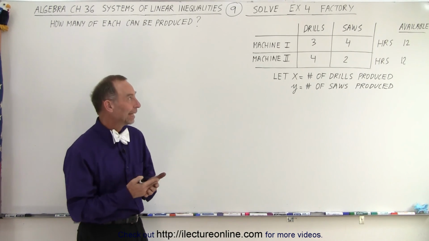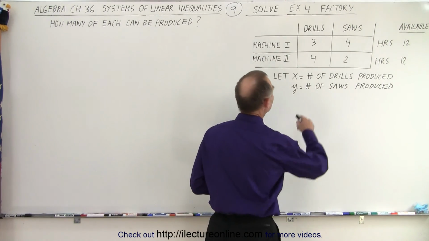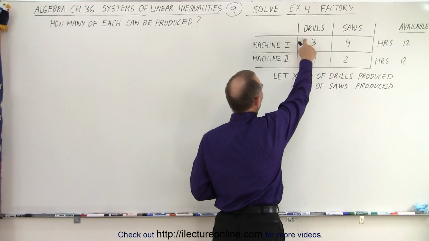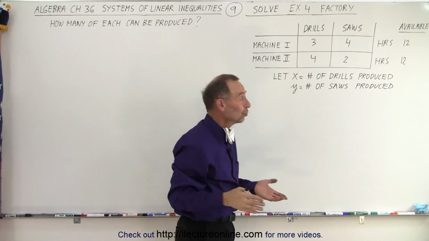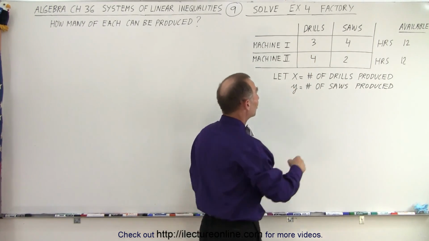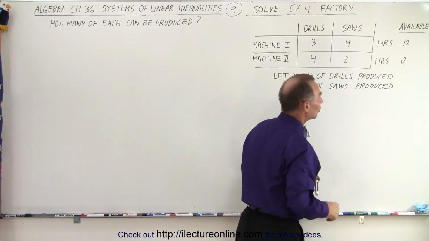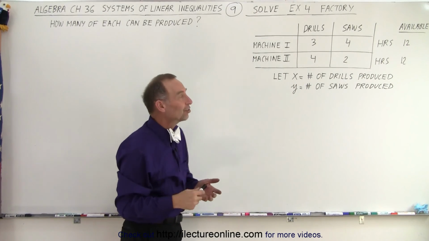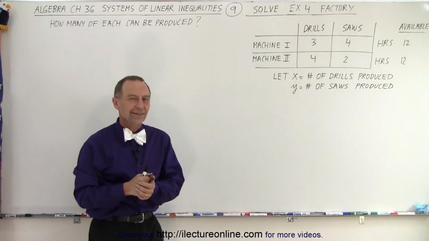Our next example deals with a factory situation where we have two machines and we're trying to produce drills and saws. On machine 1 you need 3 hours to produce drills, and on machine 2 you need 4 hours to produce drills. So it takes a total of 7 hours on the two machines. For saws we need 4 hours on machine 1 and 2 hours on machine 2. Notice the machine is only available for 12 hours each day. So the idea is, how many of each can we produce in a single day?